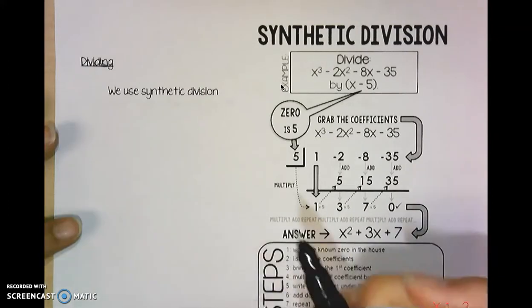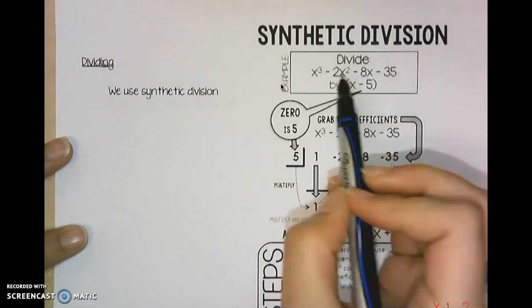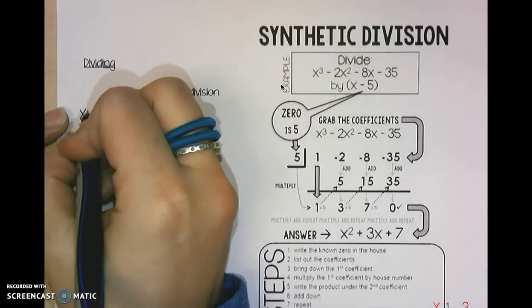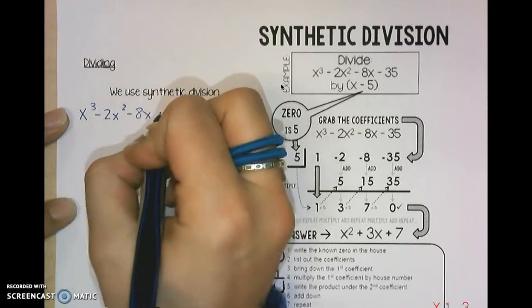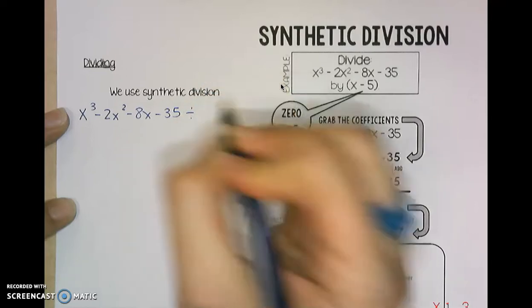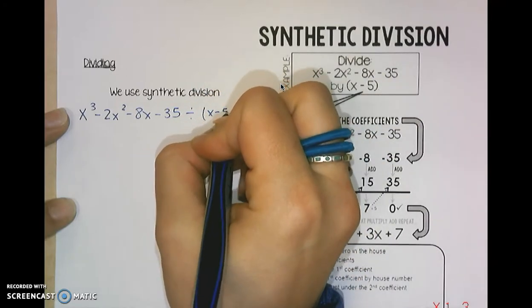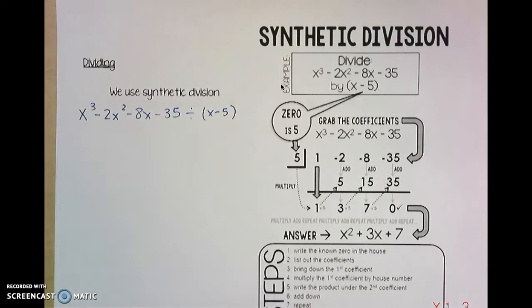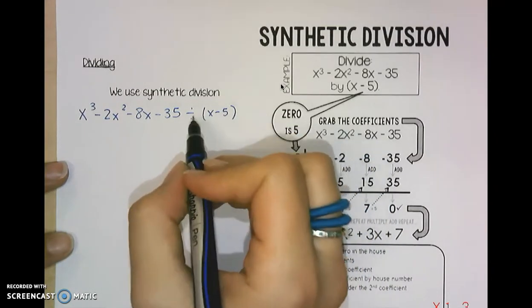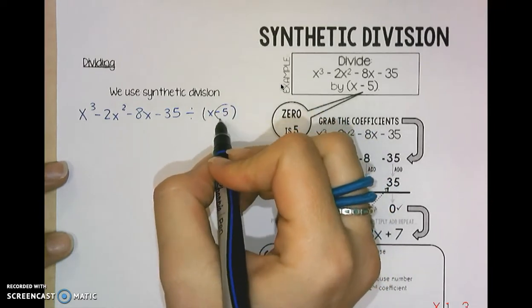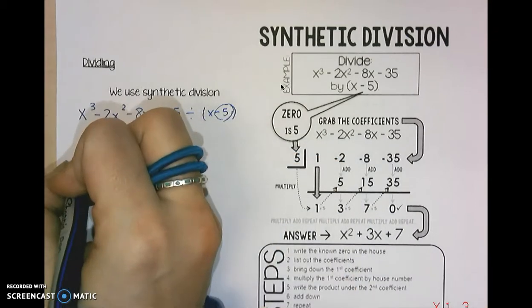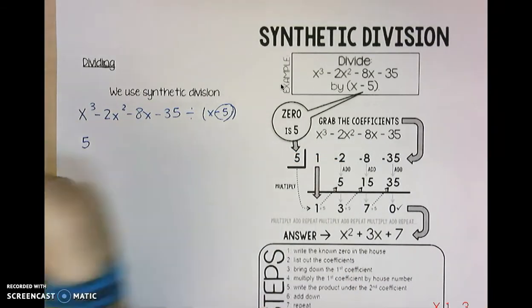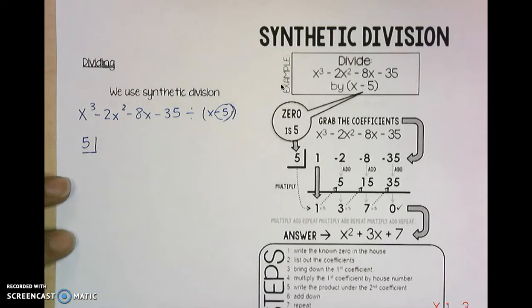Okay, so we're going to start with the one that they actually use right here. We have x cubed minus 2x squared minus 8x minus 35, and we're dividing that by x minus 5. The first thing we need to do is look at what we're dividing by, x minus 5. I'm going to use the opposite. Since this is a minus 5, I'm going to put a 5 right here, in its own little house.